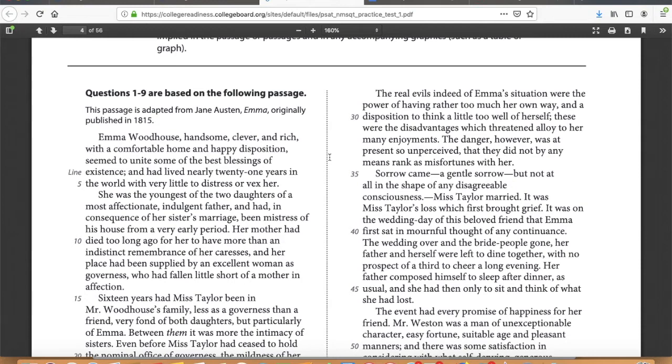A lot of students read this and get the opposite impression from the one that's being communicated here. They read this and think, oh, she's not very affectionate. No. It's the opposite. If she'd fallen greatly short of a mother in affection, okay, she's not very affectionate. But she had fallen little short of a mother in affection. This governess loves Emma almost as much as a mother would love her.